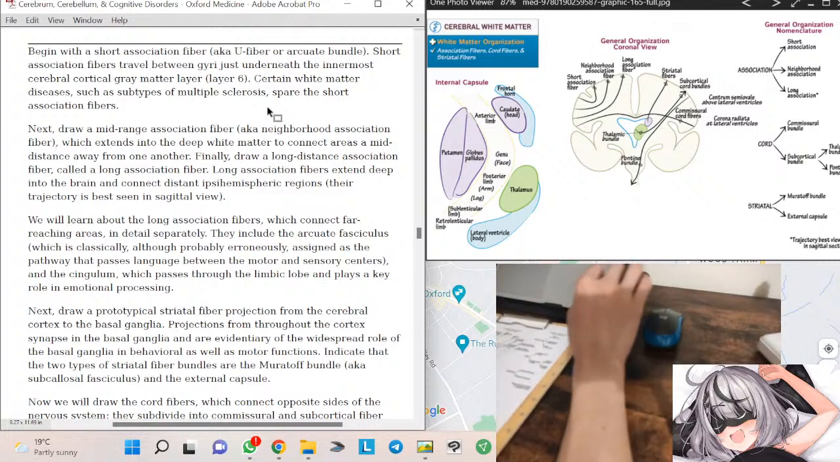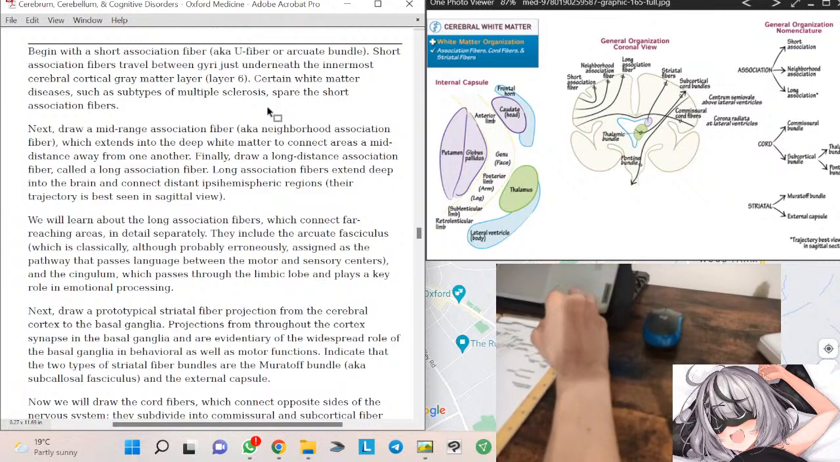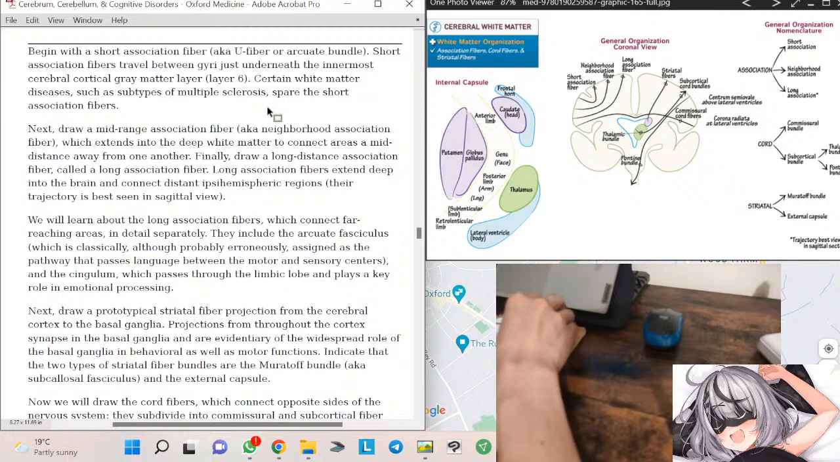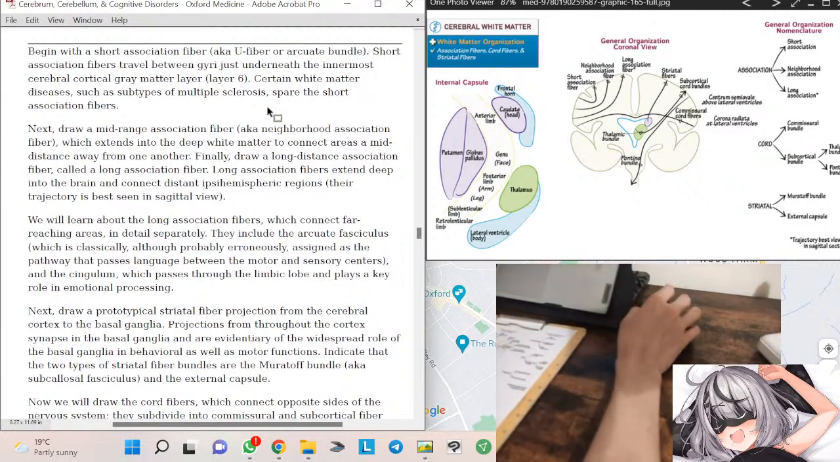We will learn about the long association fibers, which connect far-reaching areas, in detail separately. They include the arcuate fasciculus, which is classically, although probably erroneously, assigned as the pathway that passes language between the motor and sensory centers, and the cingulum, which passes through the limbic lobe and plays a key role in emotional processing.